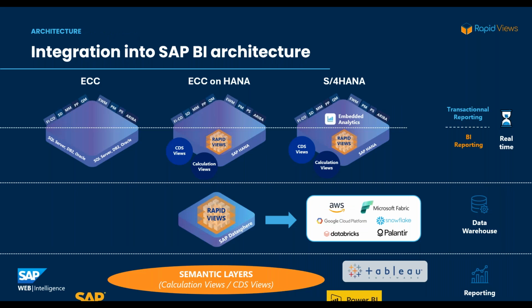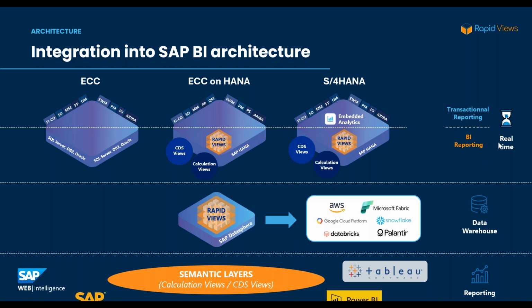So let's talk about architecture. I like this slide. On the first layer on the top, you see the different releases of SAP: ECC on relational database, ECC based on HANA, and S/4HANA. In the middle, you have the data warehouse layer and the semantic layer on the bottom. Our RapidViews business content can be installed on ECC on HANA or S/4HANA.